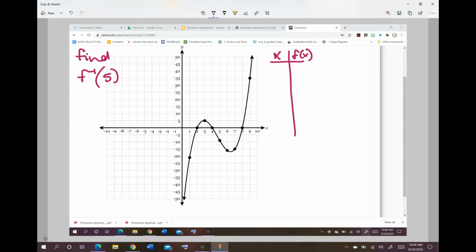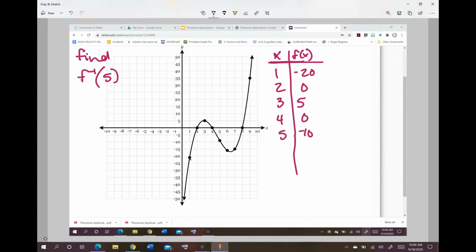f of x. To make this table, we're going to look at this graph and just get the points. This graph's great because it already gives me the points I need. If you look, this point is 1, -20. This one is 2, 0. This one is 3, 5. This one is 4, 0. This one is 5, -10.